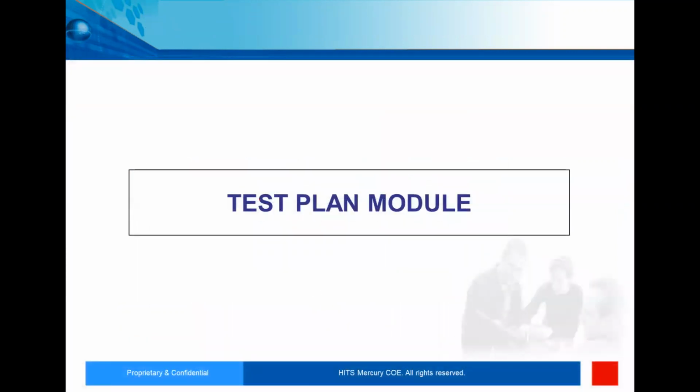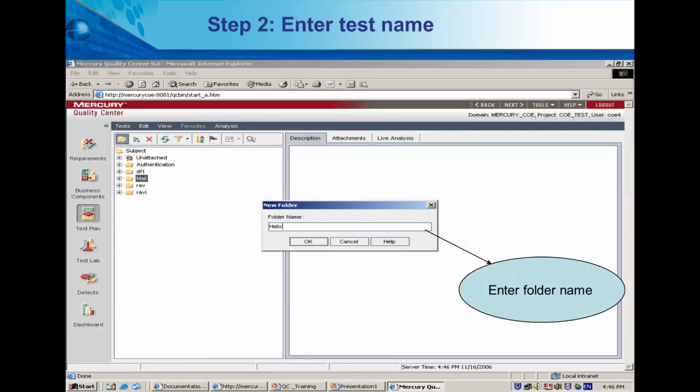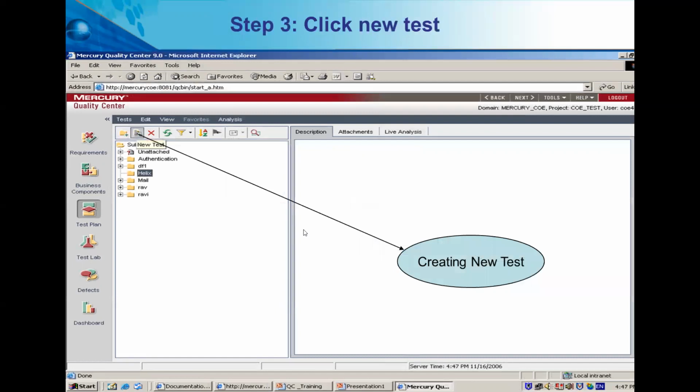Now after that, guys, we'll go to the test plan module. The test plan module will have the test cases. First you will click on this new folder. Suppose functional test cases, integration test cases, system test cases for a particular project. Suppose Helix is a particular project, Helix underscore functional test case. This is the folder name you will give. Next, create new test. Now I'm going to create a test case. So I'll click on this create new test.